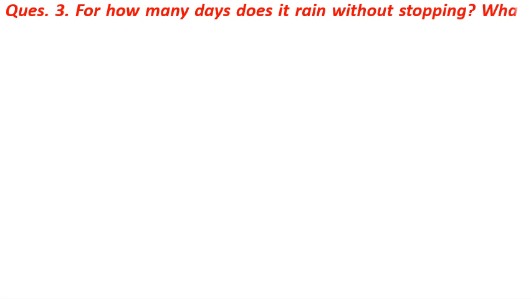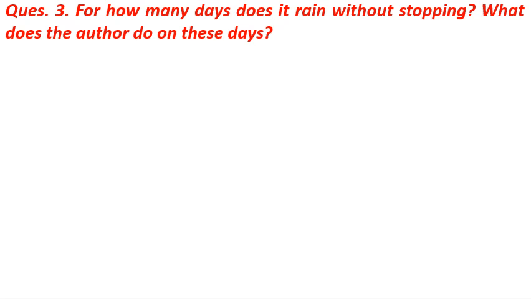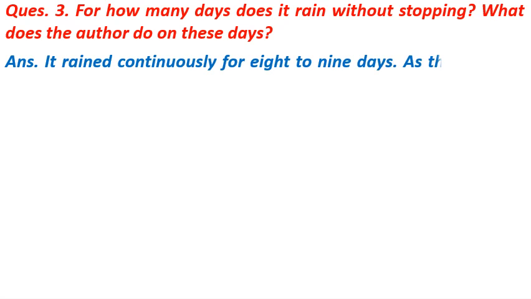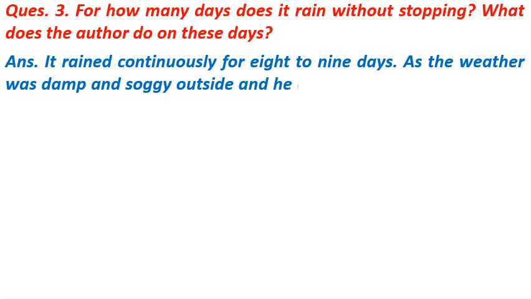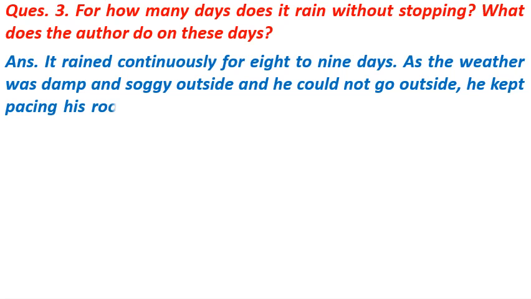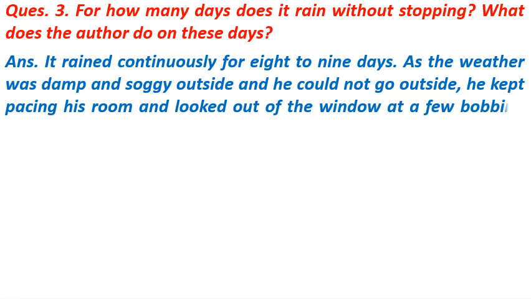Question number 3 is, for how many days does it rain without stopping? What does the author do on these days? The answer of the question is, it rained continuously for 8 to 9 days as the weather was damp and soggy outside and he could not go outside. He kept pacing his room and looked out of the window at a few bobbing umbrellas.